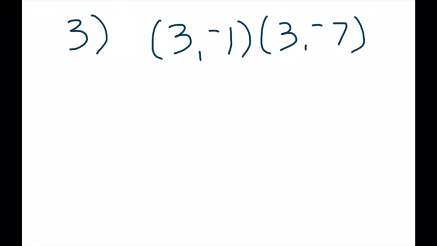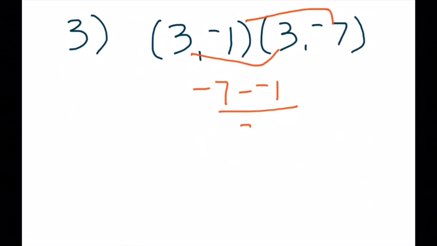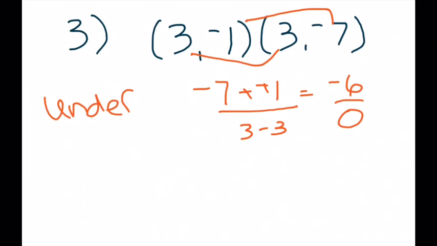Okay, number 3, write the equation of the line that goes through the 2 points. So the first thing we're going to do is figure out what the slope is. So y minus y, so -7 minus -1, and then x minus x, 3 minus 3. So what I've got is -6 divided by 0, and since that is an undefined slope, that means that I'm going to have a vertical line.